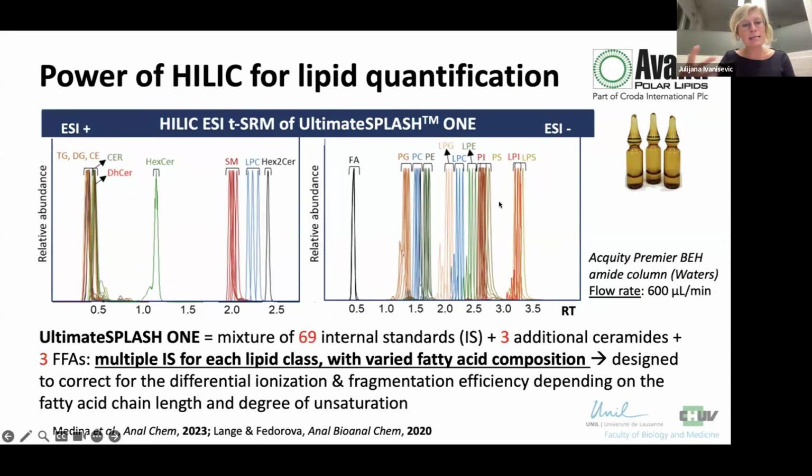And to really improve further the accuracy of the quantification, we decided to implement the Ultimate Splash 1 mixture, which has recently been released by Avanti Lipids. So this mixture contains overall 75 lipid species, with multiple representatives per each class with varied fatty acid composition. Please consider that this mixture was really designed to correct for differential ionization and fragmentation efficiency, depending, of course, on the fatty acid chain length and the degree of unsaturation.